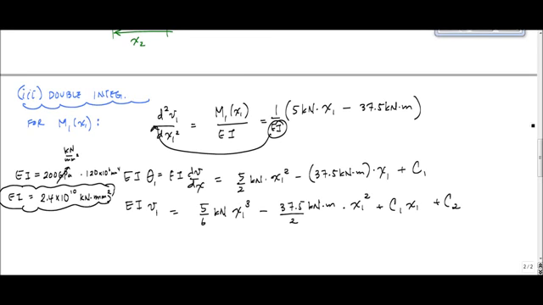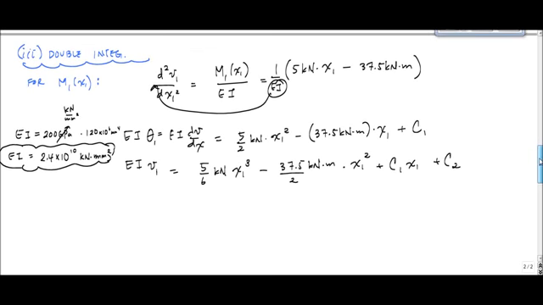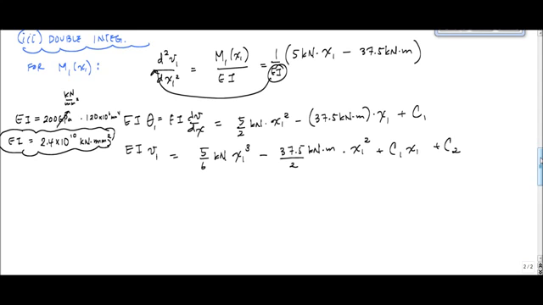All right, welcome back. So part two for the double integration method. We just went through the first double integration. So let's go ahead and do that for M2 of x2, which is, again, I want to start with this moment curvature relationship.